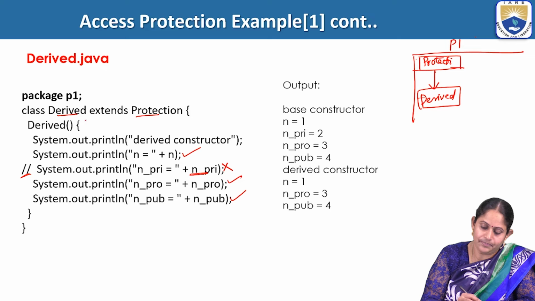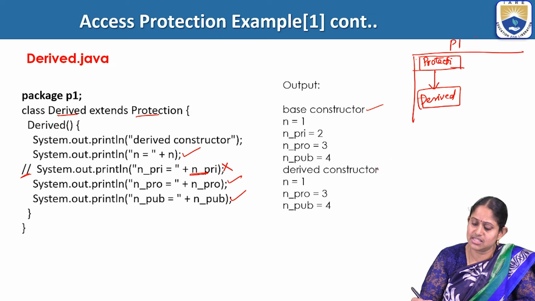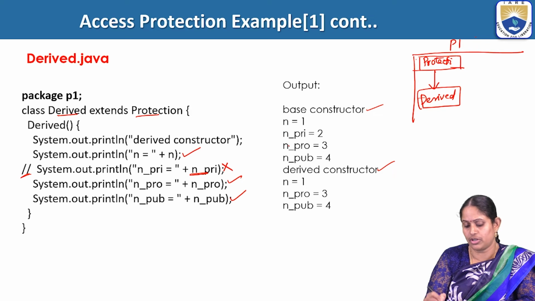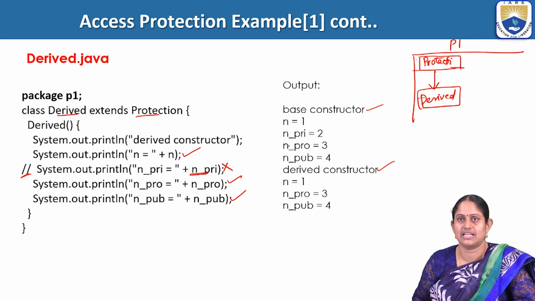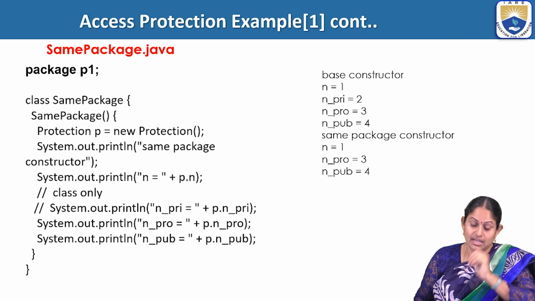Since the Derived class is created from the Protection class, when you create an object of the Derived class, it will invoke the constructor of Protection as well as the Derived. That is why we get the output of the Protection constructor as well as the Derived constructor when you create an object.